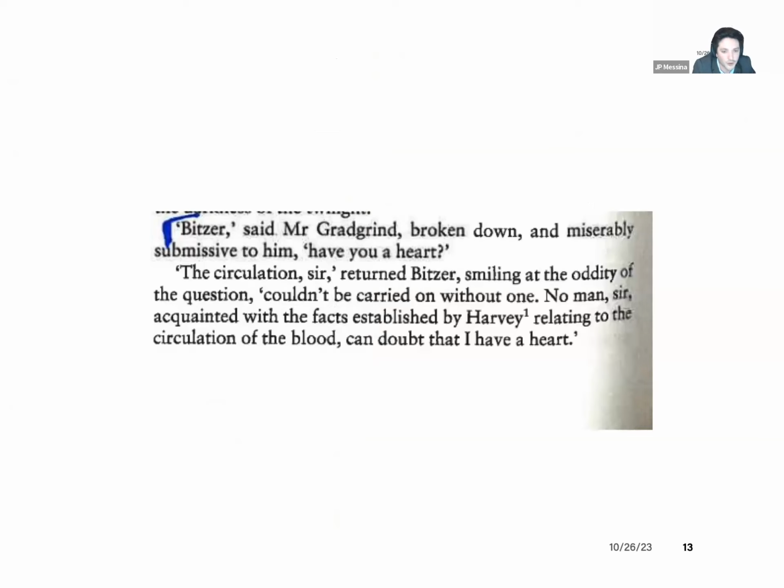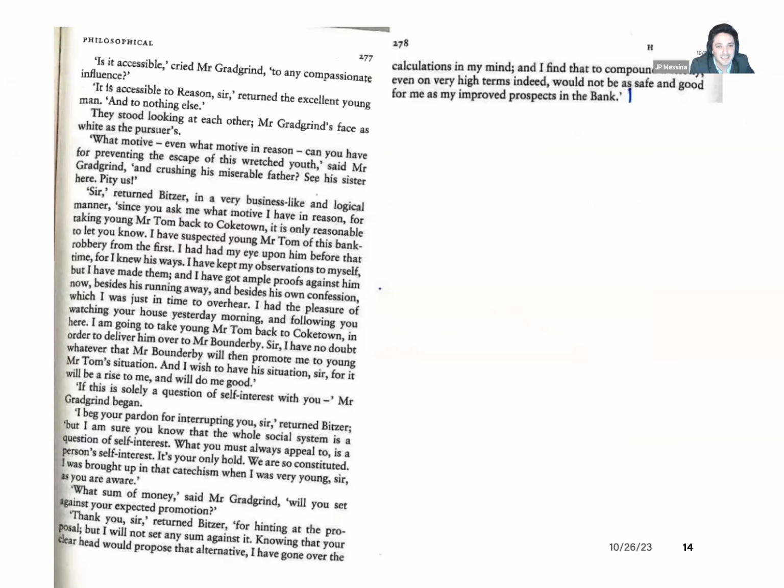In confronting Bitzer, Gradgrind says, "Bitzer, have you no heart?" "The circulation, sir," returned Bitzer, smiling at the oddity of the question, "couldn't be carried on without one. No man, sir, acquainted with the facts established by Harvey relating to the circulation of the blood can doubt that I have a heart." "Is it accessible," cried Mr. Gradgrind, "to any compassionate influence?" Ironic for him to be asking, of course. "It is accessible to reason, sir," returned the excellent young man, "and to nothing else."